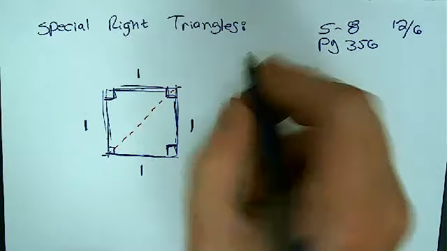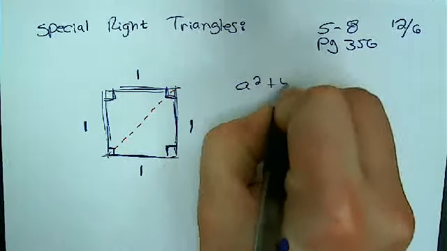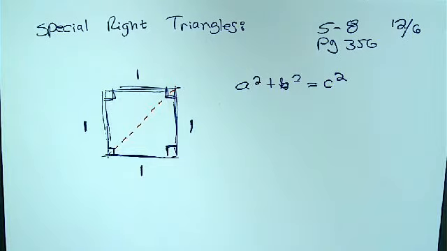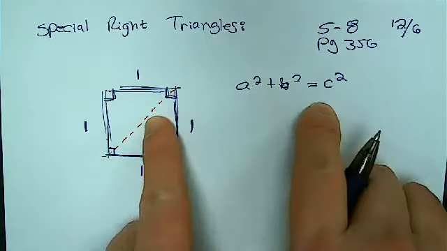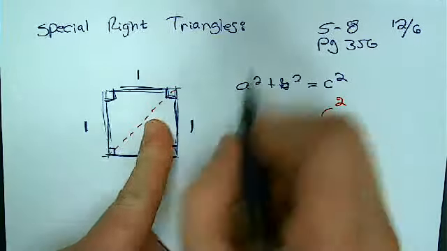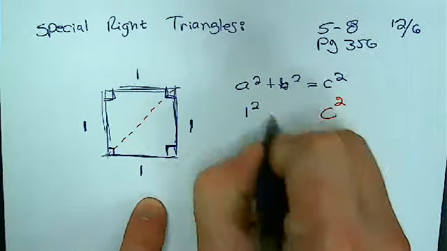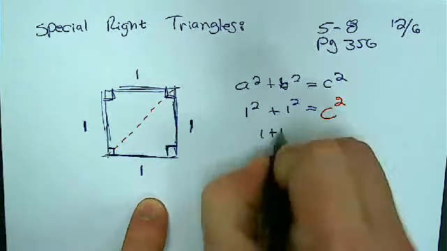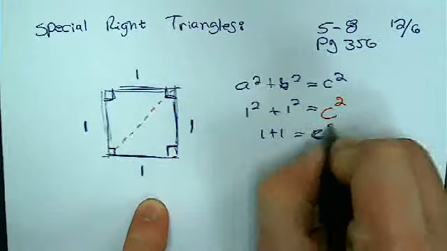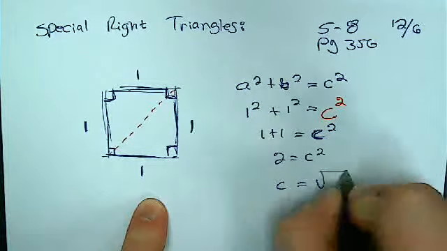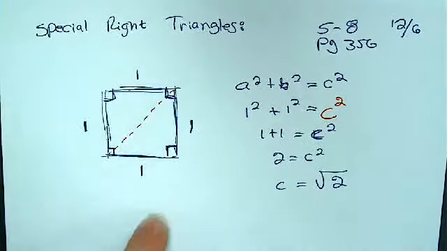Well, from the Pythagorean theorem that we worked on last week, let's plug in what we know and what we don't know. C in this case would be what we're trying to find, the hypotenuse. So we'll leave that as c squared. And then these 2 legs are each 1. So this now becomes 1 plus 1, this square is c squared. Or 2 is c squared. Or c is equal to the square root of 2.